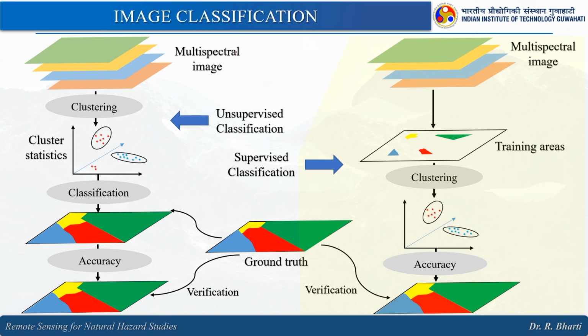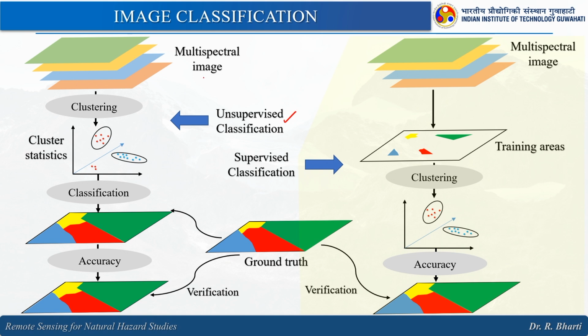So, this is pixel based, where we are going to utilize the DN values, right. Now, we will see one by one. So, there are two major classes. First one is unsupervised, another one is supervised. So, let us understand unsupervised first, right.